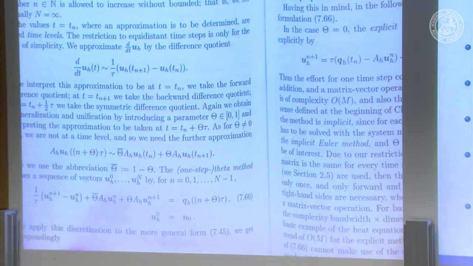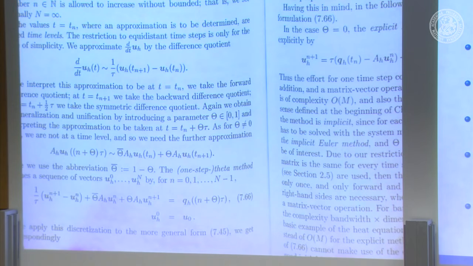You see, theta equals 0 was the forward difference case. Theta equals 1 is the backward difference case. And theta equals 1/2 is this hopefully better case in the middle, which will later on be the Crank-Nicolson method.